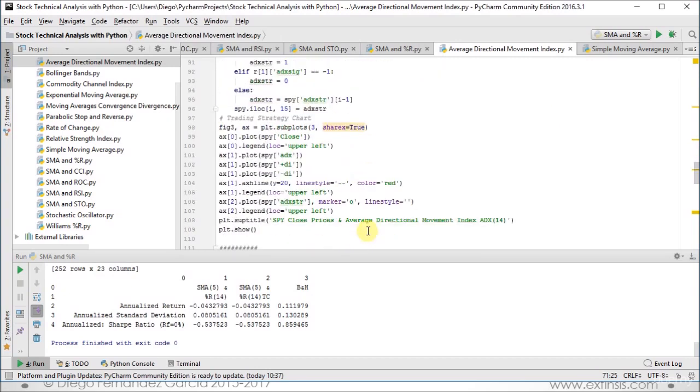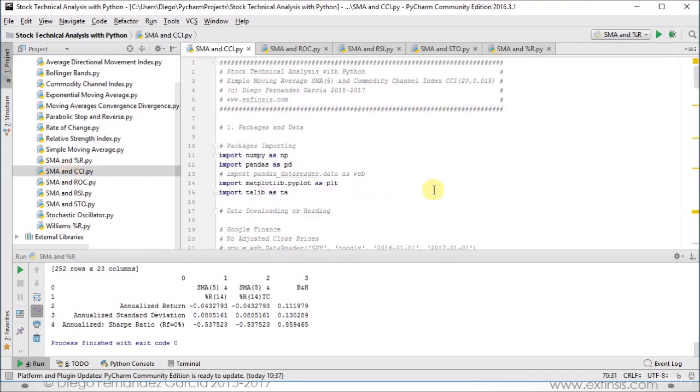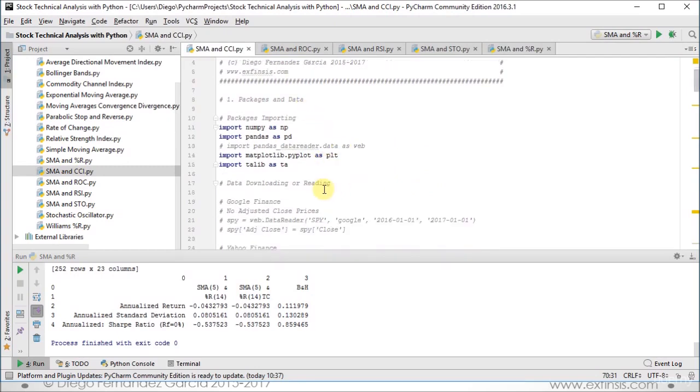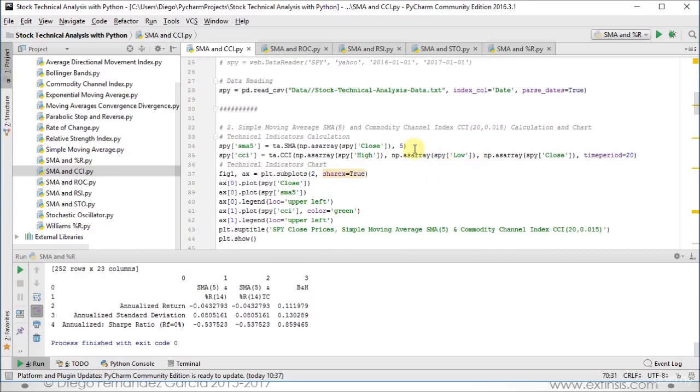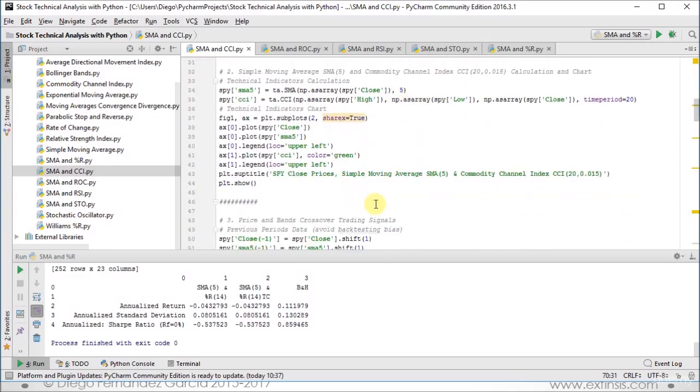We also perform our charting, in this case 3 subplots: first close prices, then our technical indicator or oscillator, and at the end our trading strategy. And finally, let's view one example of multiple indicator-based trading strategies, such as SMA and CCI or Commodity Channel Index. Again, a standalone type of file where we import our packages, do our corresponding data reading, then we calculate the 2 technical indicators, simple moving average and Commodity Channel Index, with their associated chart.